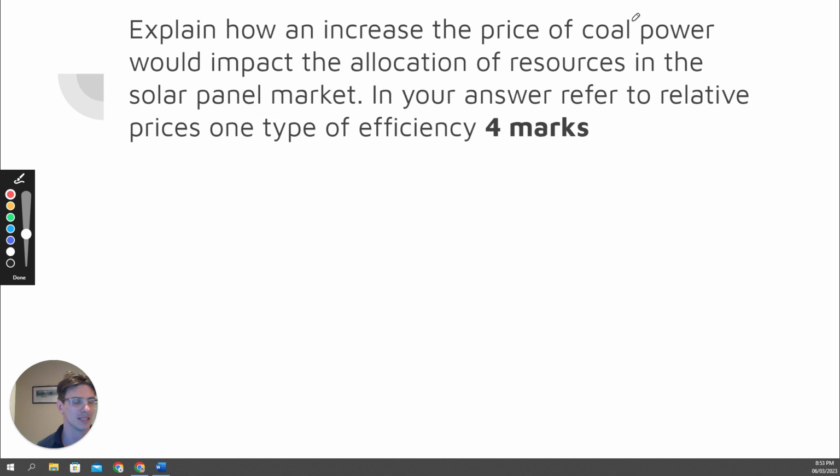And the first thing I think we need to be identifying here, and maybe I've made this a bit difficult, but coal power and solar power are both substitutes. Okay, so they both create power, so they're substitutes for one another. Now, in your answer, you need to refer to relative prices, which is key to allocating resources, and one type of efficiency. It's up to you. It's worth 4 marks.